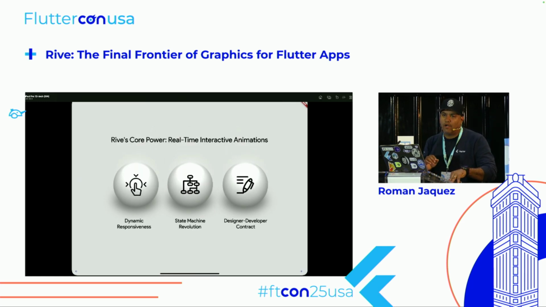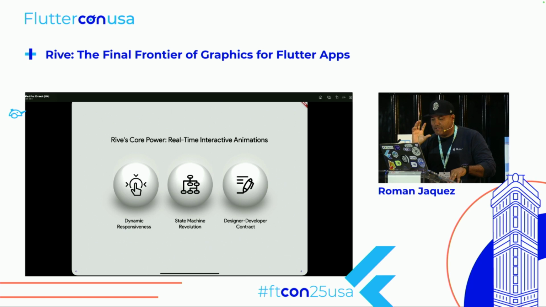So Rive's core power relies on real-time interactive animations. So you have dynamic responsiveness, which again, Rive enables animations that react dynamically to user inputs, whether it's a click, a swipe, scrolling, and whatnot. The state machine, which I'm going to show a little bit later, is this visual interface where designers define the animation, and they also define the states and the logic that allows you to transition between those animations. And this gives the designers direct control over the interactive behavior, reducing that developer burden, because it usually relies on the developer to recreate those animations in code, not anymore.